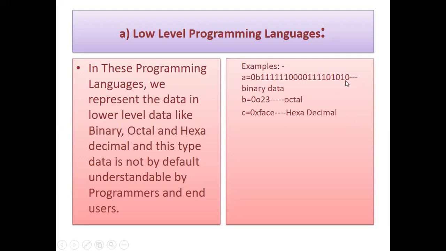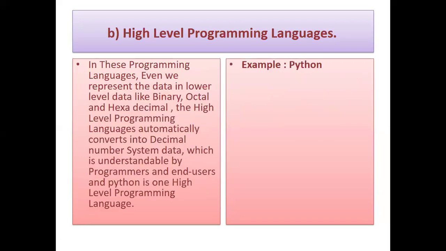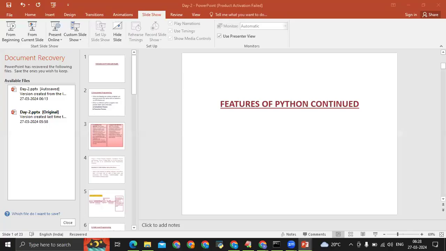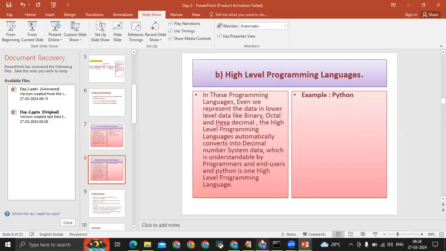That is why some of the languages are low-level programming languages. But if we talk about the Python programming language, even if we represent the data in lower level formats like binary, octal, and hexadecimal, the high-level programming language converts it into decimal numbers, which is understandable by the end user, and Python is one of the high-level programming languages. Let's take an example of this.